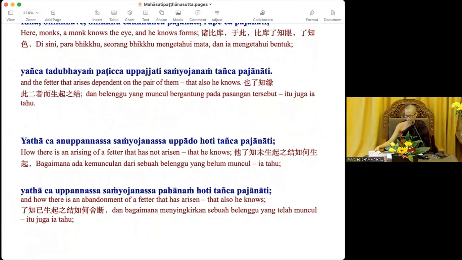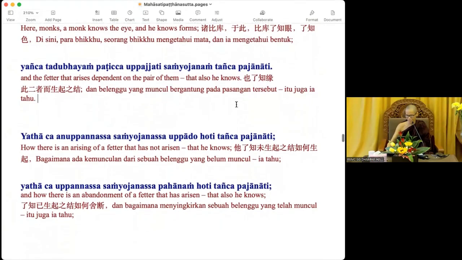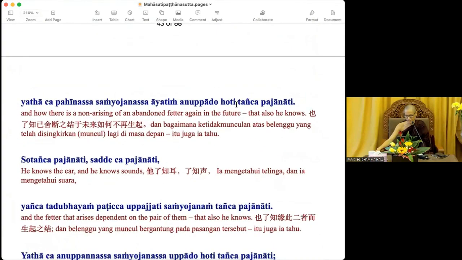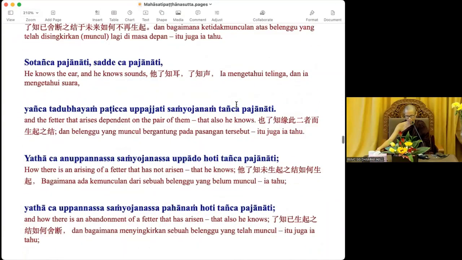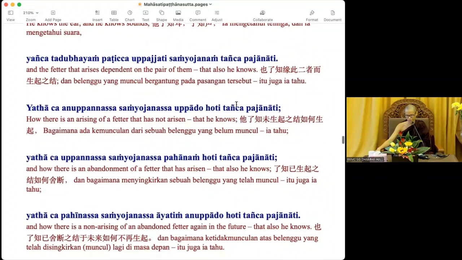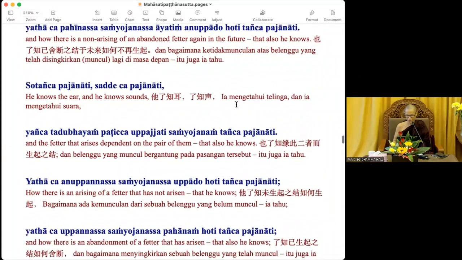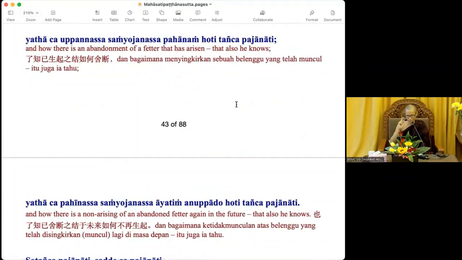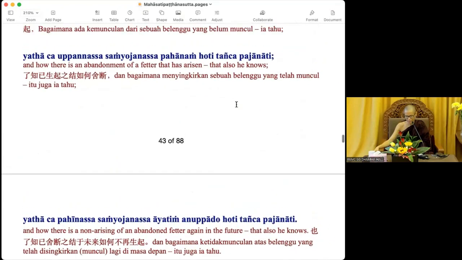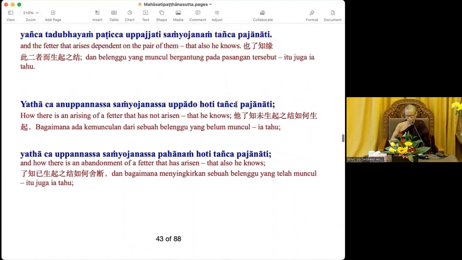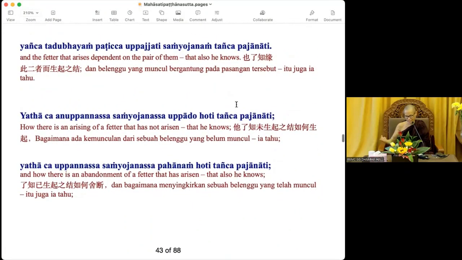Next one, Patigha Sanyojana. Patigha Sanyojana is anger. By seeing something bad, an undesirable object, you may have anger. At that time, you should know this is eye translucency, this is a visible object. Now also I have anger. This is anger. You should know.